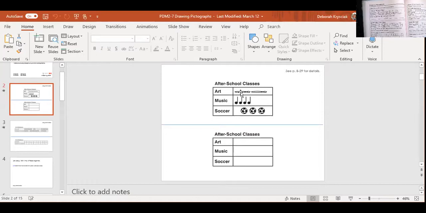But what is wrong here is that the pictures are not all the same size. So when you're making a pictograph, you have to make sure your pictures and symbols are all the same size and that they're lined up. So for instance, here, there's no soccer ball here. There's a space, and then the soccer ball starts here. Everything has to start at the beginning and then go across.